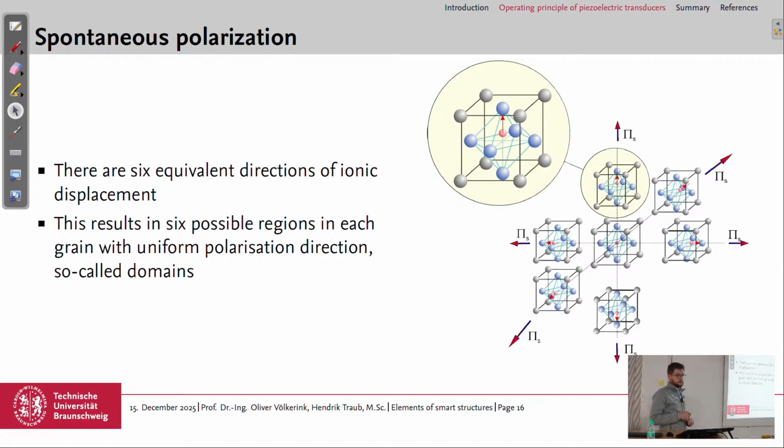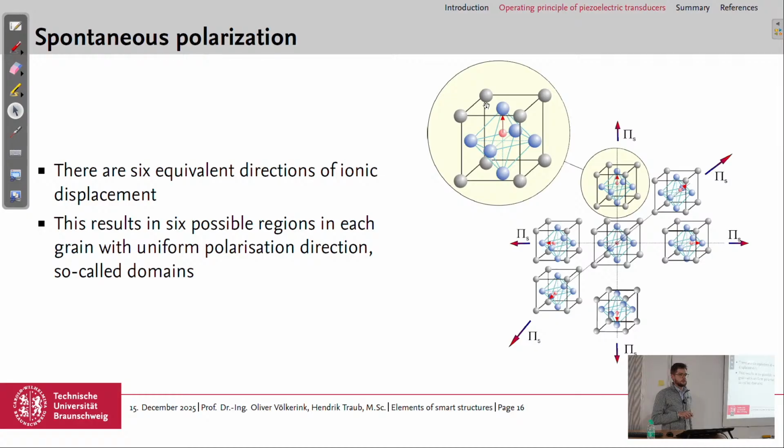This can happen in 6 equivalent directions of ionic displacement. So if you look in this coordinate system, the element in the middle cannot only move up, but it can also move down, forward, back, left, and right. So you have 6 directions in total. This leads to so-called domains. So you have the crystal structure, which is divided into grains. And inside these grains, you have different domains. And each domain has the same polarization direction.